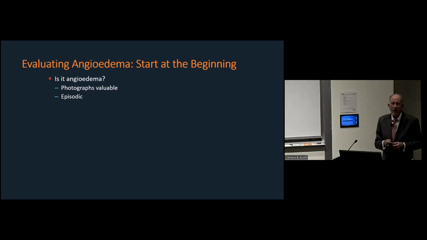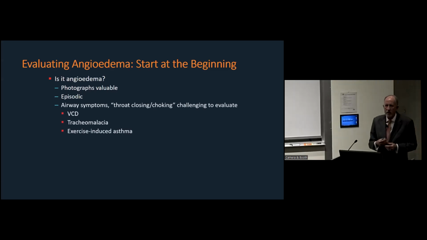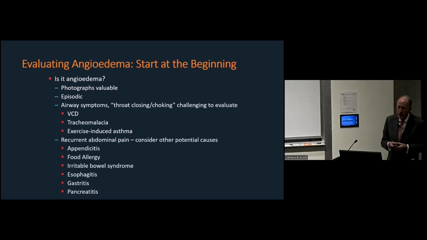Is it just bilateral lower leg edema that they're thinking may be some type of allergic reaction? When they say they're having airway symptoms, my throat is closing, I'm choking, there's obviously a differential there. You have to think about vocal cord dysfunction. You've got to think about tracheomalacia. You've got to think about exercise-induced asthma as other possible explanations for this symptom that the patient has.